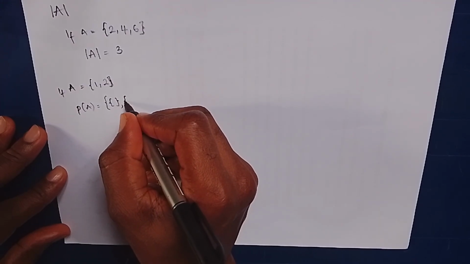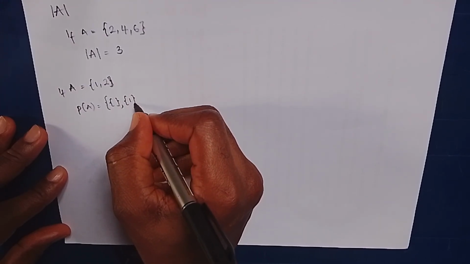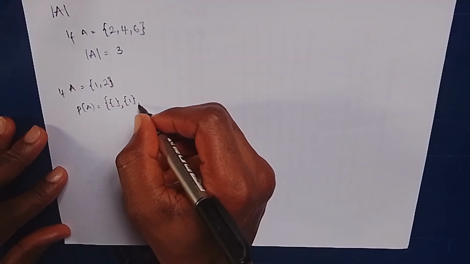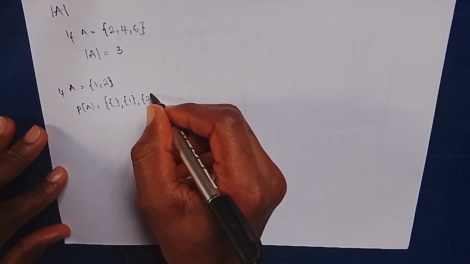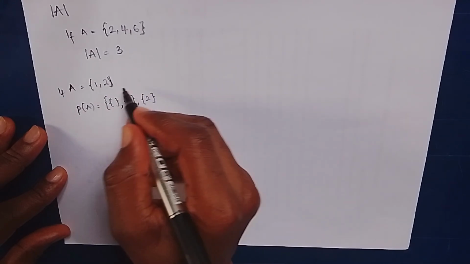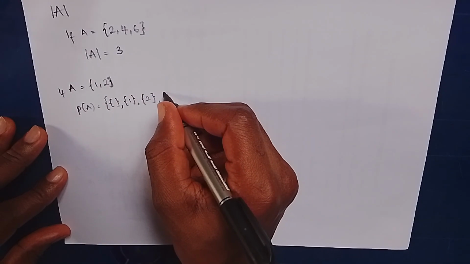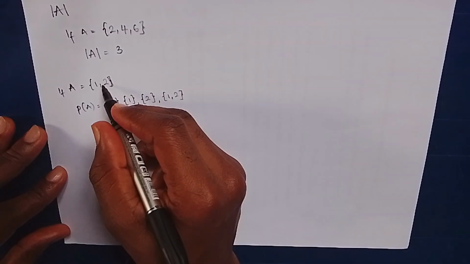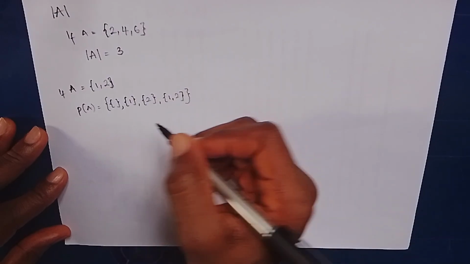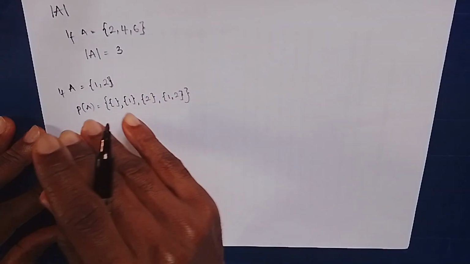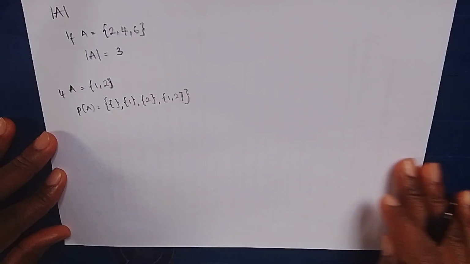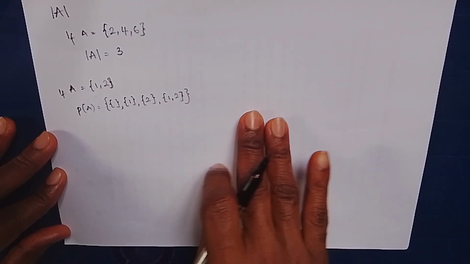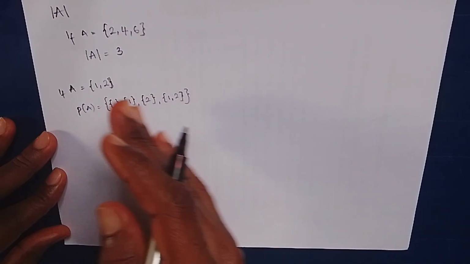So next up, we'll have {1}. This set {1} is a subset of A. Next up, we have {2}. {2} is a subset of {1, 2}. Next up, we have {1, 2}. This is also a subset of this. So that's the subsets. It's an array of all the possible subsets. This is what a power set is, rather. It's an array of all the possible subsets of a given set.